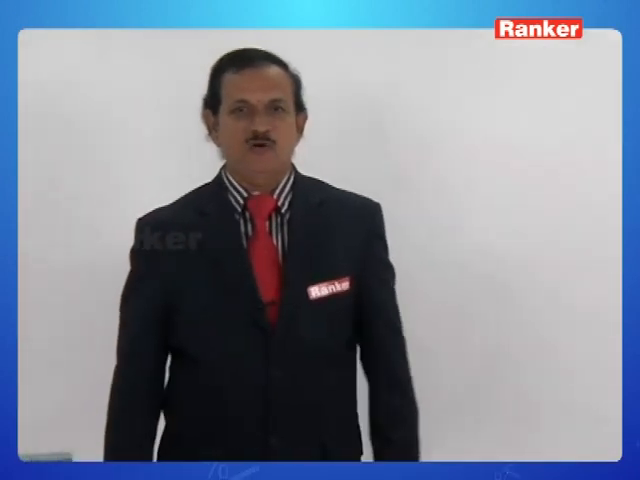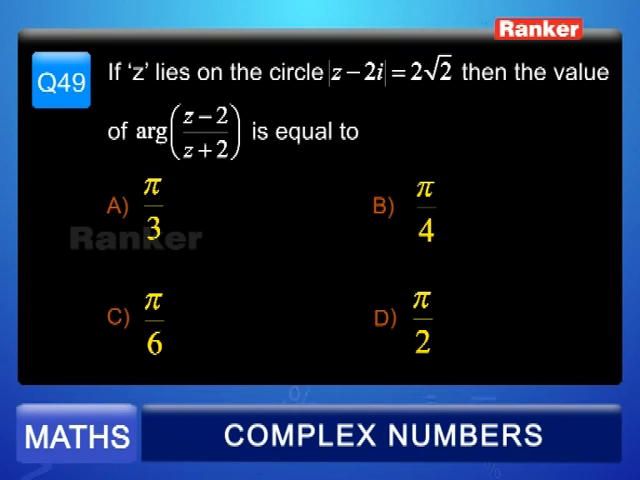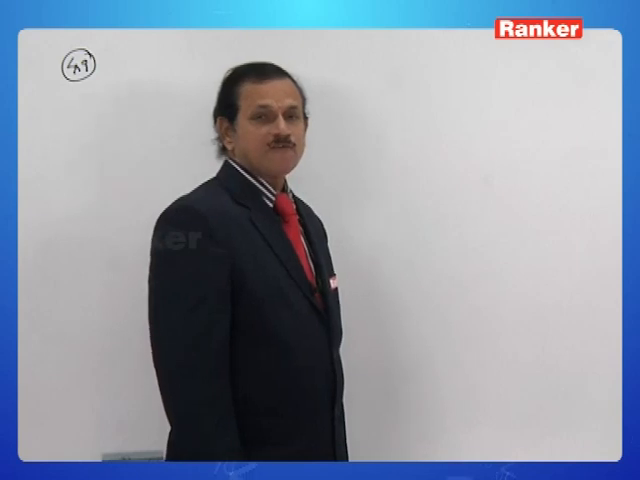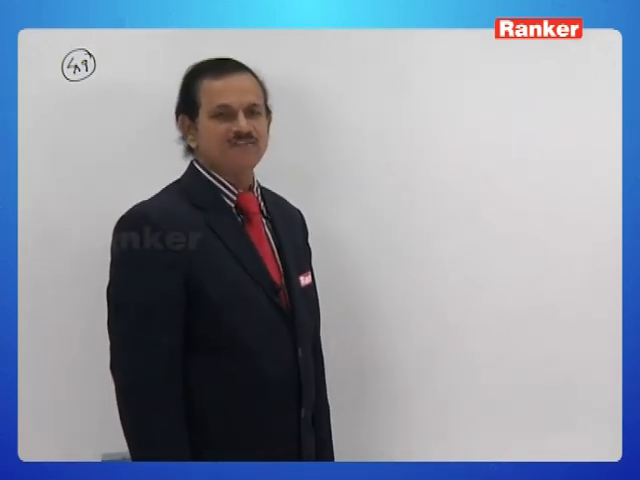The next question before us is question number 49. If z lies on the circle mod z minus 2i is equal to 2 root 2, then the value of argument of z minus 2 by z plus 2 is equal to: first option pi by 3, second option pi by 4, third option pi by 6, and the fourth option, that is option D, is pi by 2. Let us see.